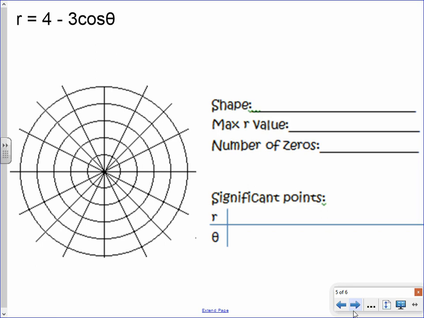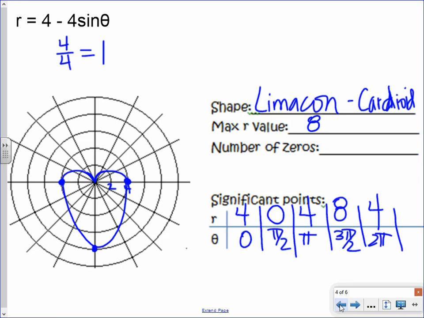Next one. Oh, we didn't do that, did we? Thank you, Kelsey. Let's go back. We didn't find the number of zeros. Kelsey, how many zeros are there? So it meets and then it goes back out, does that count as one or two? It just counts as one, because when we get to the pole, we leave it, so it's like touching it and leaving, so it's just once.